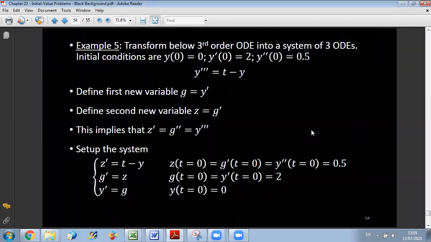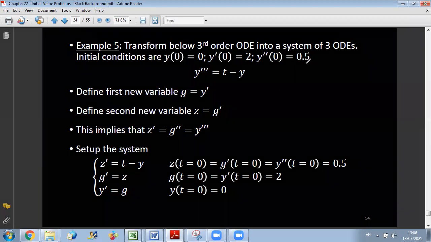Now let us take an example using a higher order, a third order differential equation. I want to transform the given third order differential equation into a system of three first order differential equations. The initial conditions given, since it's a third order system, they will give you three boundary conditions: y0, y prime 0, and y second 0. So the whole idea here is to do a certain transformation of variables to allow me to write this equation of third order into a set of three equations of first order.